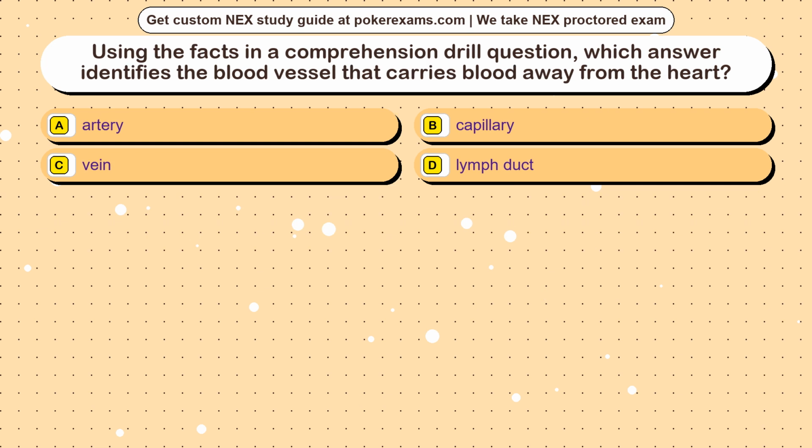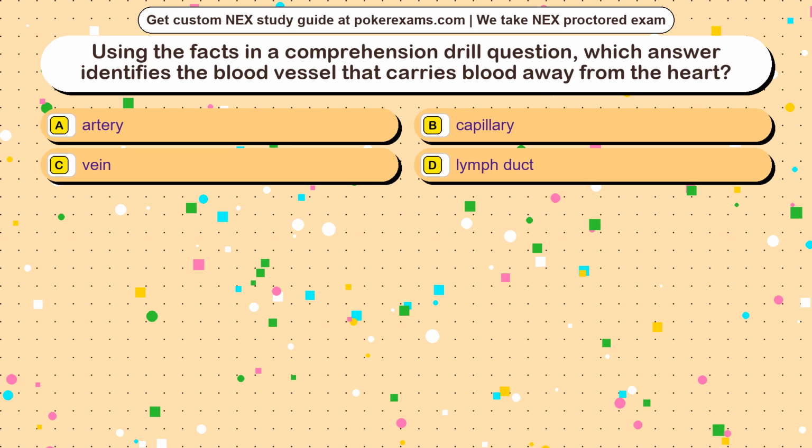Question 16. Using the facts in a comprehension drill question, which answer identifies the blood vessel that carries blood away from the heart? Option A, artery. Option B, capillary. Option C, a vein. Option D, lymph duct.